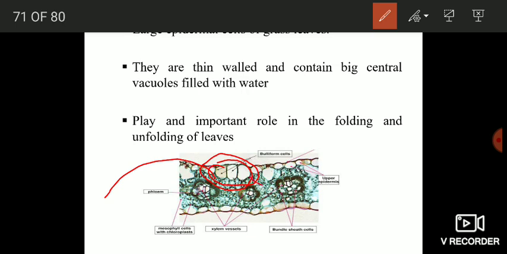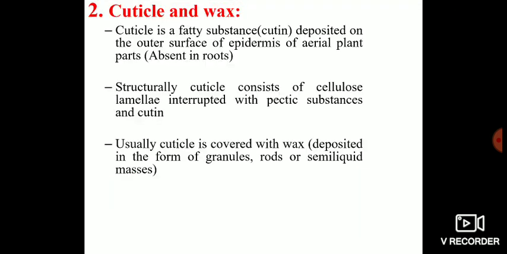When these cells lose water, the leaves fold. And when they absorb water, the leaves unfold. That means it helps in the rolling and unrolling of leaves, and this helps the plant to conserve water when there is least water in the environment.